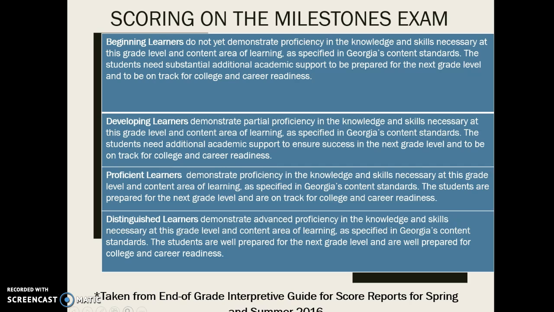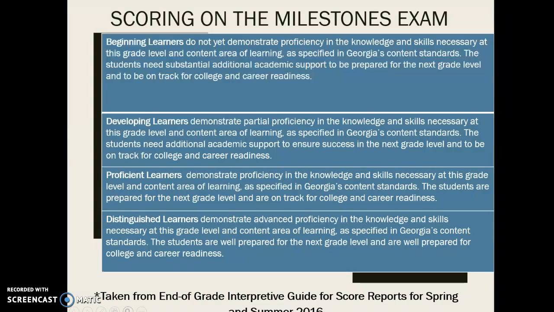The scoring on the milestones exam includes 4 levels of learners. The beginning learners do not yet demonstrate proficiency in the knowledge and skills necessary at this grade level and content area of learning, as specified by Georgia Content Standards. The students still need substantial additional academic support to be prepared for the next grade level and to be on track for college and career readiness.